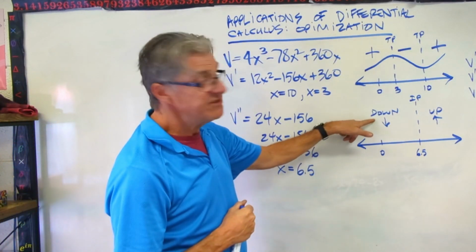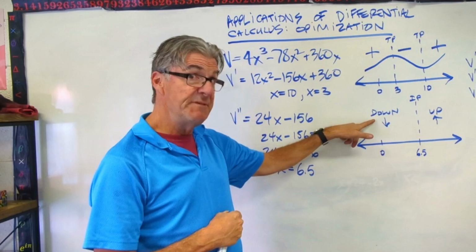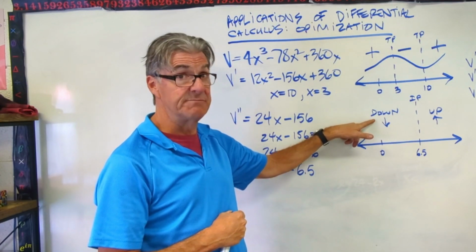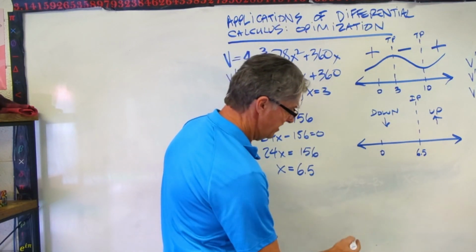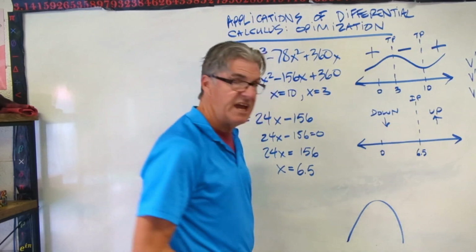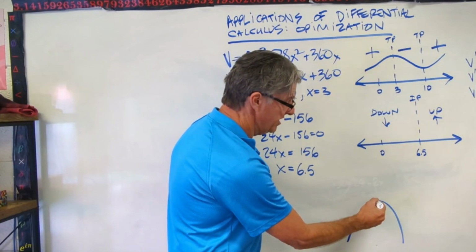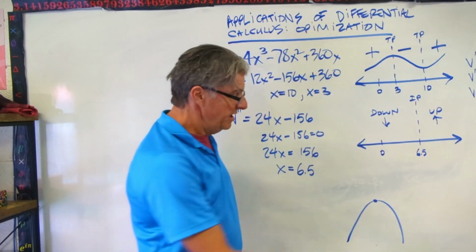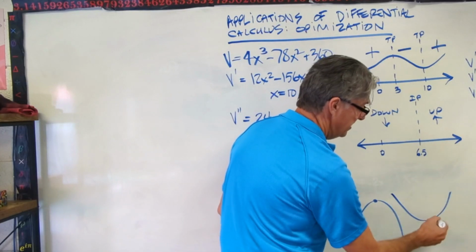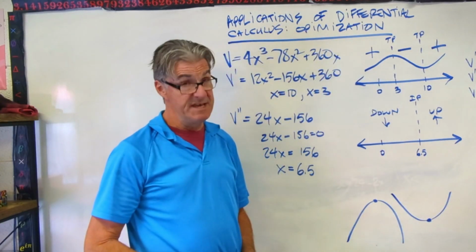Because if the graph is concave down, then that means the turning point is a maximum. So in other words, here is a random graph that's concave down. Here is the turning point. That's a max. If the graph is concave up, then the turning point is a minimum.